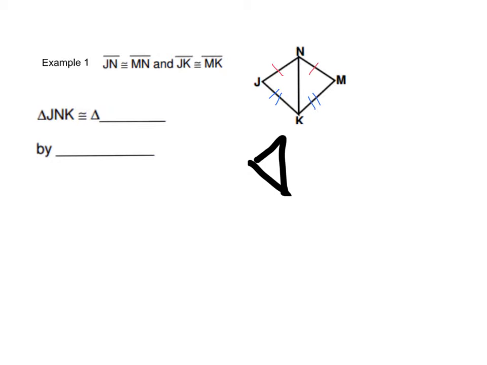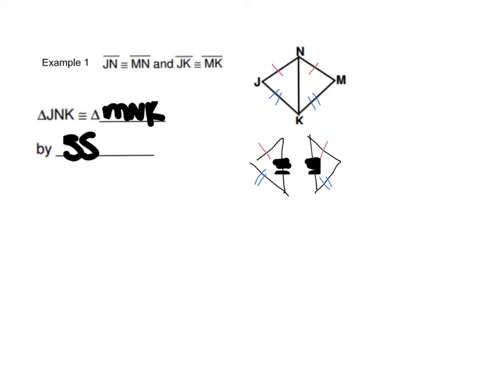Sometimes it helps if you separate triangles, although some of you may already see it. Some of you probably have noticed that this line right here is shared between both triangles, which means this is the reflexive property, which tells us that NK is congruent to itself in both triangles. So as you can see, we have three sides that are congruent. Triangle JNK is congruent to triangle MNK by the rule of side, side, side.